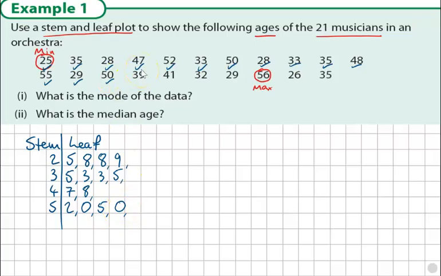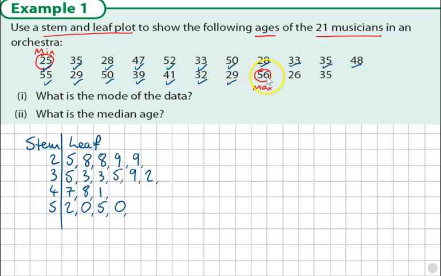Next we have 39. So we put a 9 to the right of the 3. That 9 represents 39, tick it off. Next we have 41. So we put a 1 to the right of the 4. That 1 represents 41, tick it off. Next we have 32. We put a 2 to the right of the 3. That 2 there represents 32, tick it off. Next we have 29. Put a 9 to the right of the 2. That 9 represents 29, tick it off.